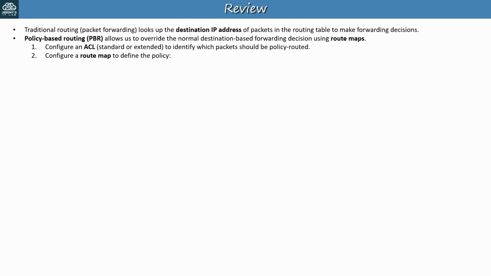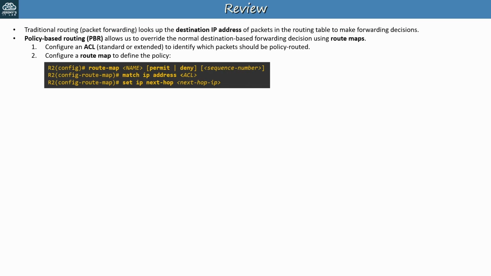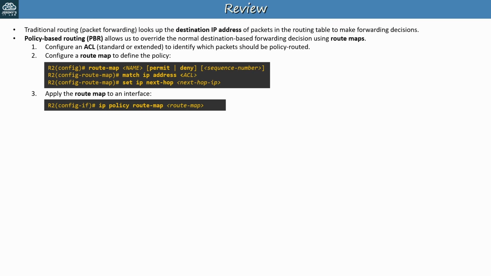Then configure a route map to define the policy. In other words, what should be done with those packets. Here are the commands we looked at. First, use the route map command to create the route map, use match IP address to specify the ACL to be matched against, and set IP next hop to define the next hop IP address that should be used. Finally, apply the route map to an interface with IP policy route map.